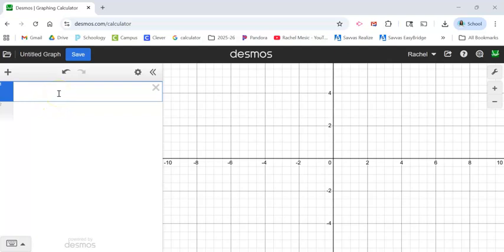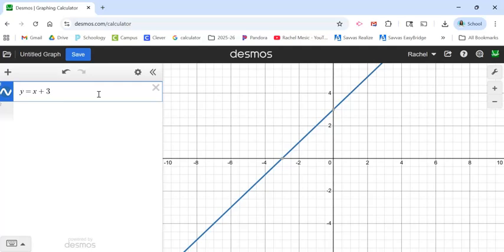You are going to make an art project. So you're going to start by going to desmos.com/calculator, and you are going to enter an equation. So I'm just going to say y equals x plus 3. And let's say I'm going to try to make a house.